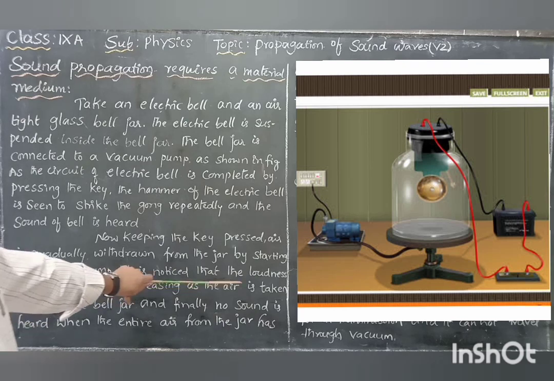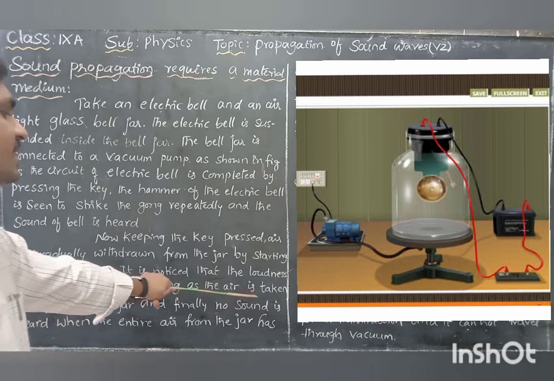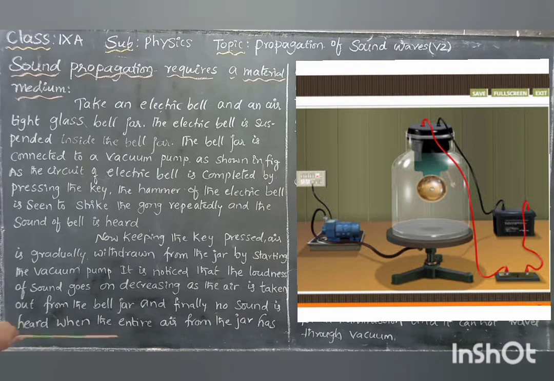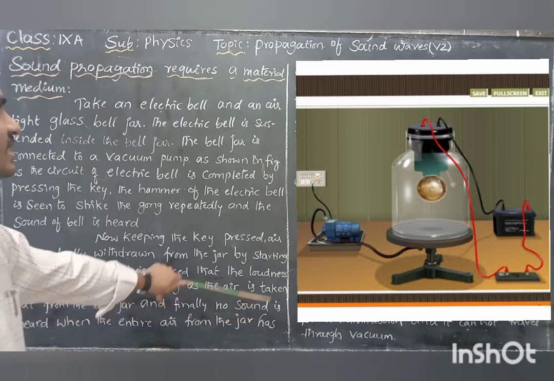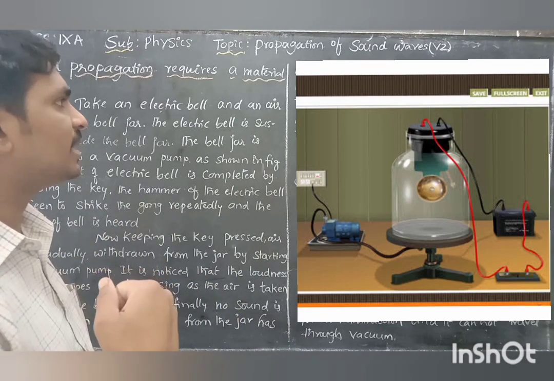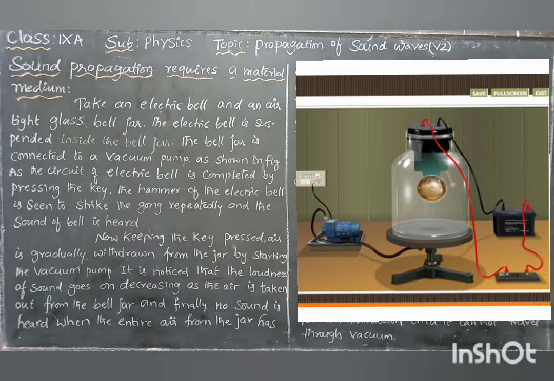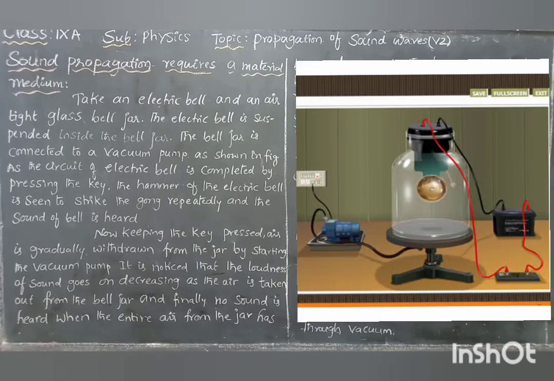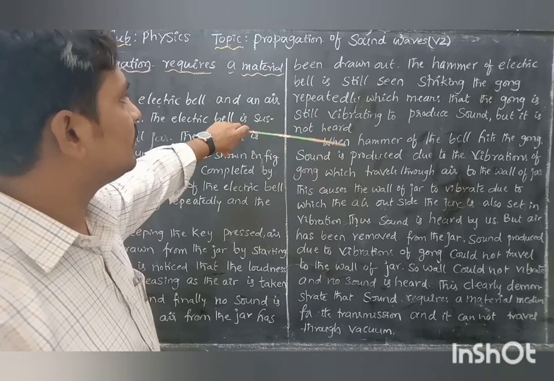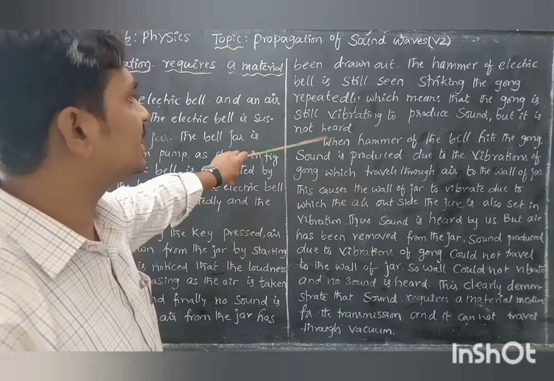Here, it is noticed that the loudness of the sound goes on decreasing as the air is taken out from the bell jar, and finally no sound is heard when all the air from the jar has been drawn out. All the air particles from the bell jar are removed, and then you cannot hear the sound. Similarly, the hammer of the electric bell is still seen striking the gong repeatedly, which means that the gong is still vibrating to produce a sound, but it is not heard.